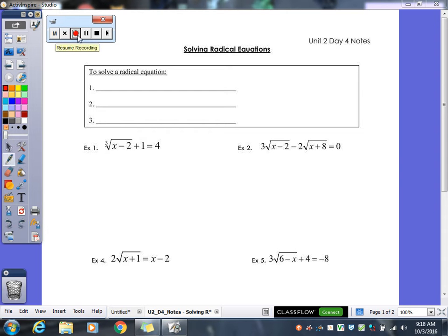For today's notes, what we're doing is we are taking our radicals that we worked with last time, and we're going to actually solve equations involving them now. So we're not just going to be simplifying our radicals like we did last time. We're actually going to be solving equations where radicals are involved.